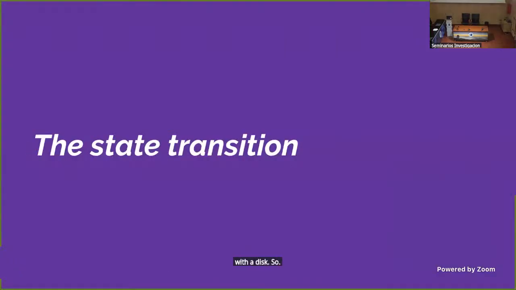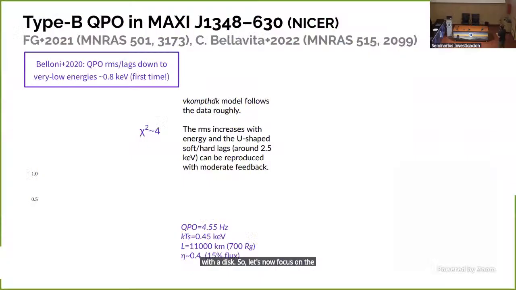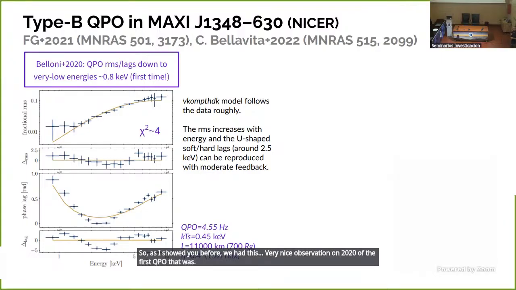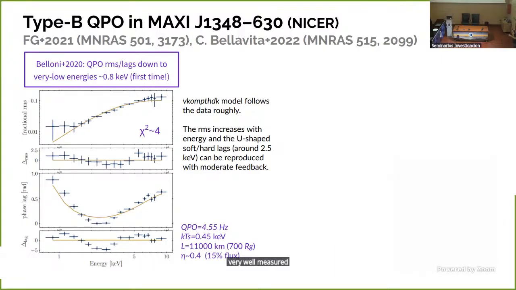So let's now focus on the state transition. As I showed you before, we had this very nice observation in 2020 of the first QPO that was very well measured with NICER, having this coverage down to below 2 keV, where the lags can be hard and then soft in the same observation.